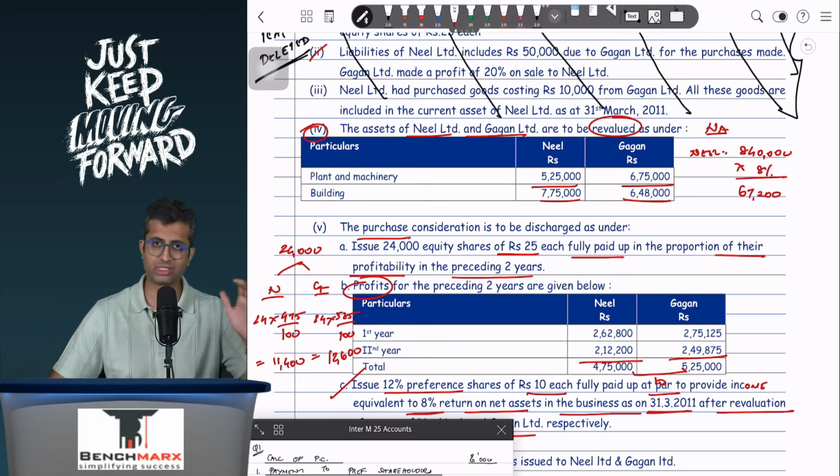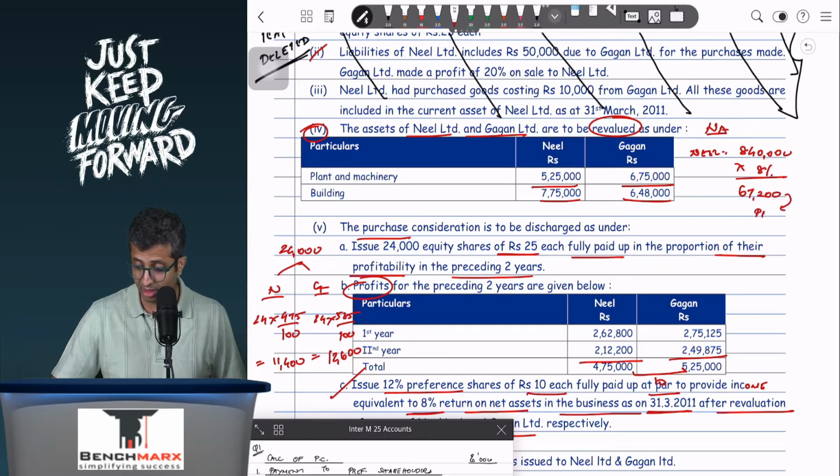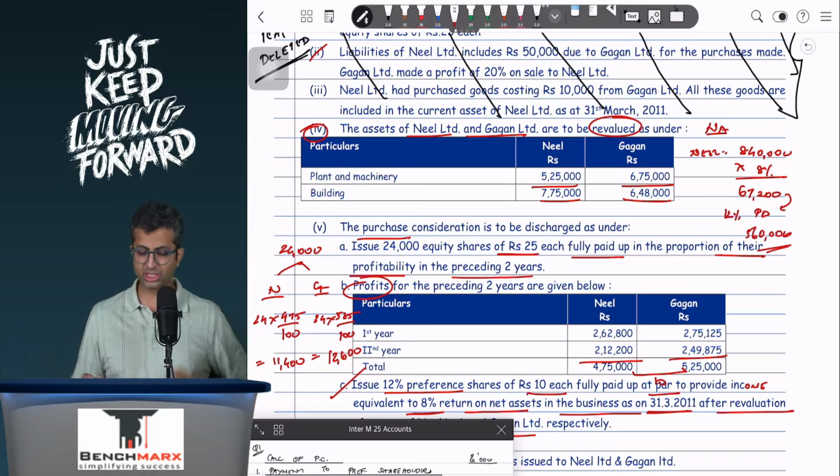Now they say that you will issue preference shares in such a way that the return on the preference shares, that is preference dividend, will equal 8% of the return on the net assets, and hence this has to equal the preference dividend, but preference dividend is at the rate of 12%. So if 67,200 is 12%, then 100 is how much? Can I say 5,60,000?